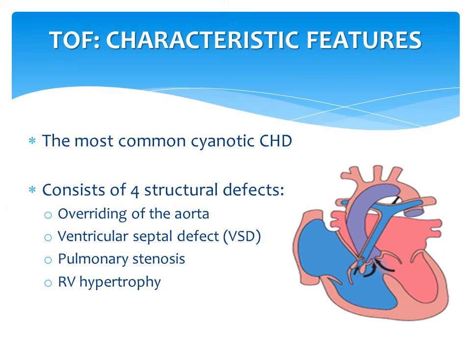Tetralogy of Fallot is the most common cyanotic congenital heart disease. It consists of 4 structural defects: overriding of the aorta, ventricular septal defect, pulmonary stenosis, and right ventricular hypertrophy.